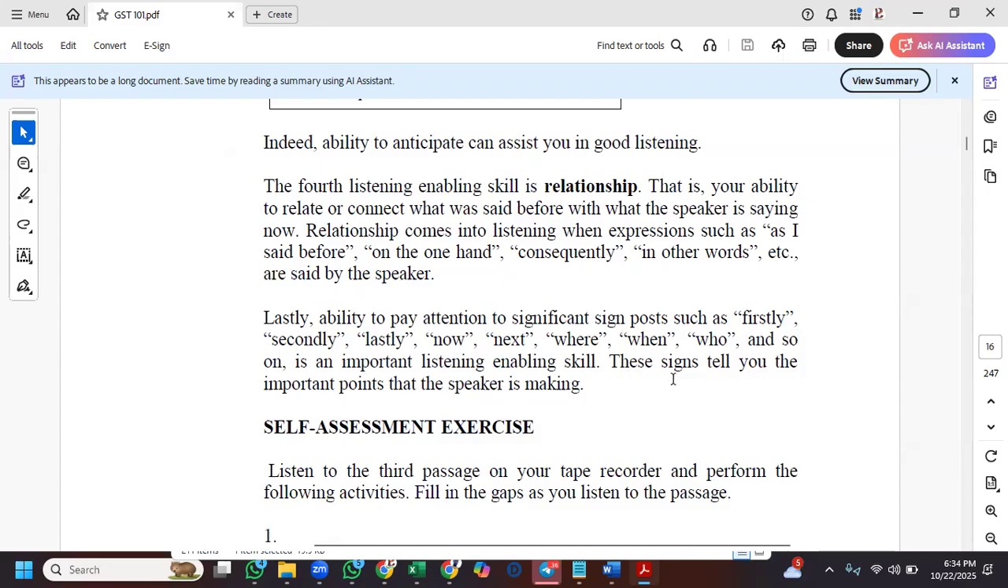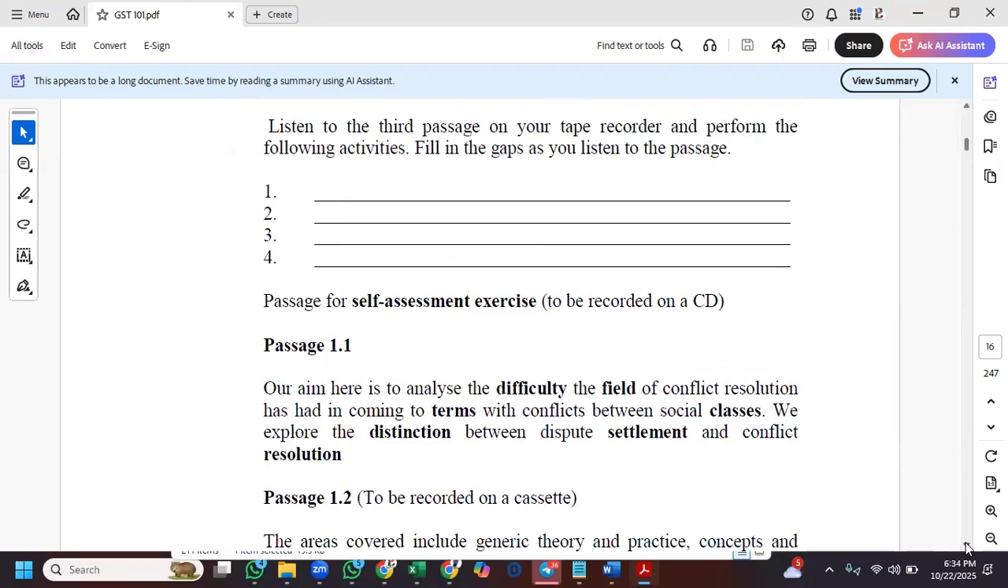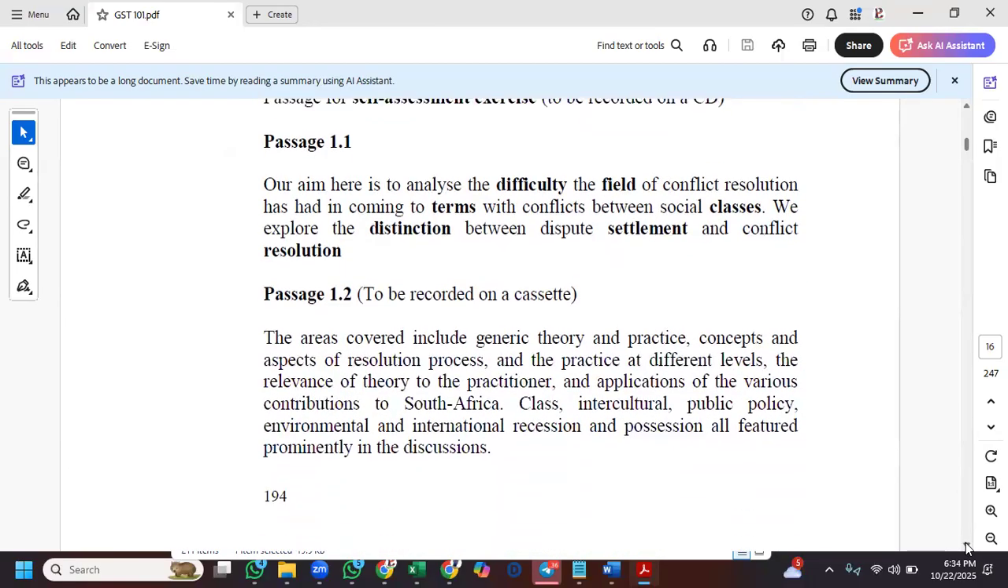These signs tell you the important point that the speaker is making. So having done all this, if you ask about any question that is coming, and please, you can't escape from it, you must surely meet questions on listening. Who is a listener, and so on. This first set that we've done is very important. So please don't joke with it.